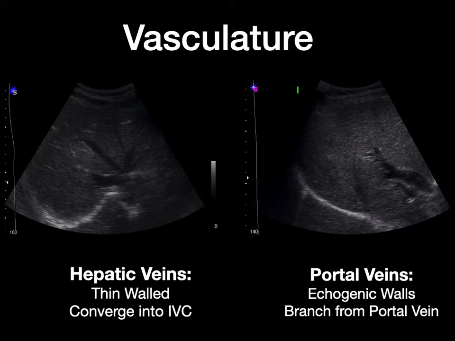While evaluating the parenchyma for normal echogenicity and homogeneity, you may encounter the hepatic and portal veins, which you can see here. On first glance, they may seem indistinguishable, but the hepatic veins have very thin walls, and if you followed them, you would find the IVC. Conversely, the portal veins have echogenic walls, so they are highlighted by bright white edges and branch from the main portal vein.